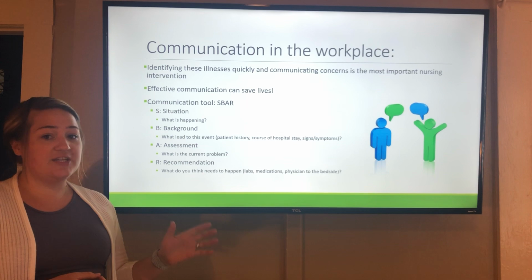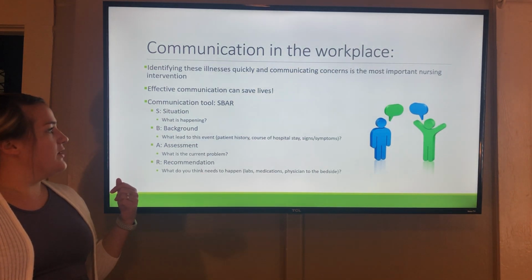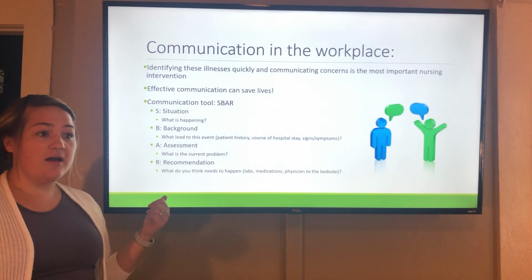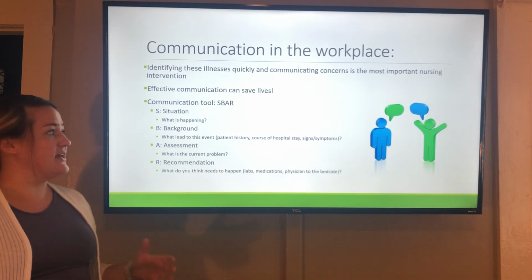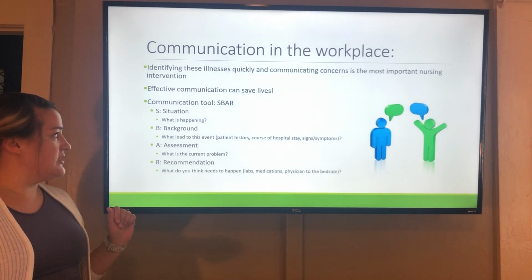Because I think communication is so important in critical care, and this is critical care nursing, I wanted to go over a tool that a lot of us use in the hospital setting, which is SBAR. It stands for Situation, Background, Assessment, and Recommendation.